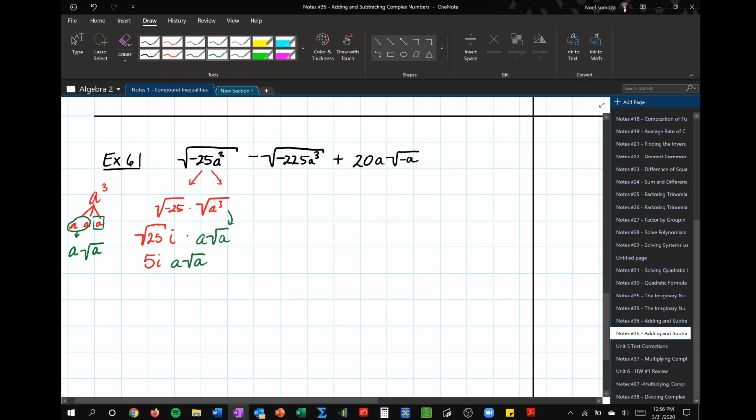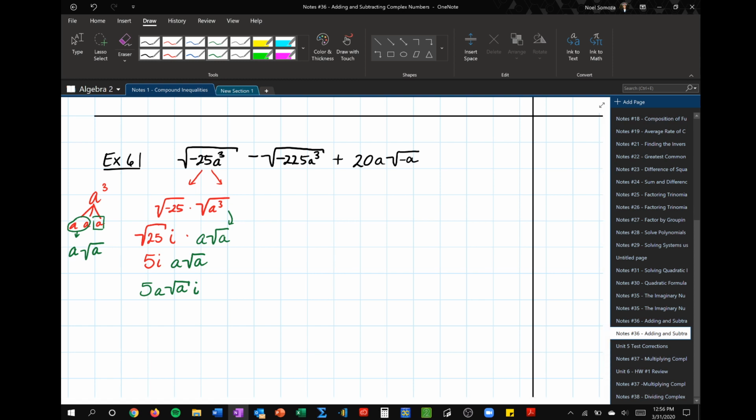Now what's awkward about it? Where should the I be? Right now the I is in between the coefficient, the variable, and the square root. I should always be at the end. So let's rewrite this. We're going to have 5, then the variable, then the square root, and then I at the very end, on the outside. So we've simplified that first part. Let's move on to the next part.